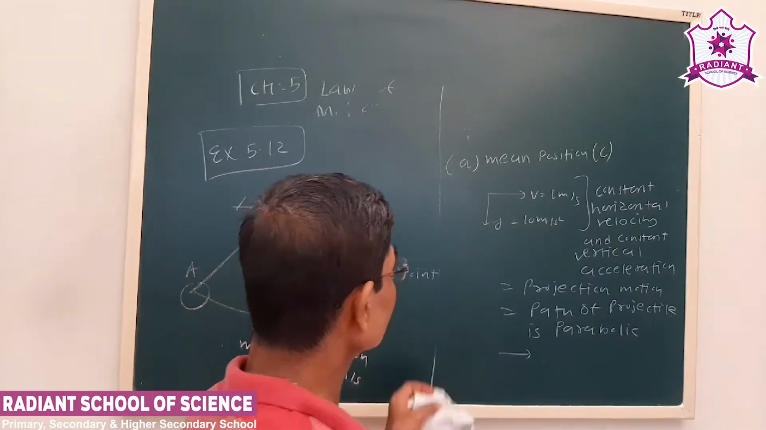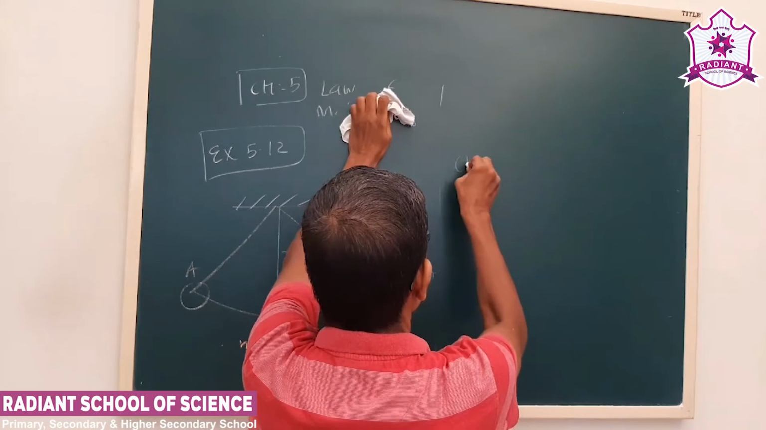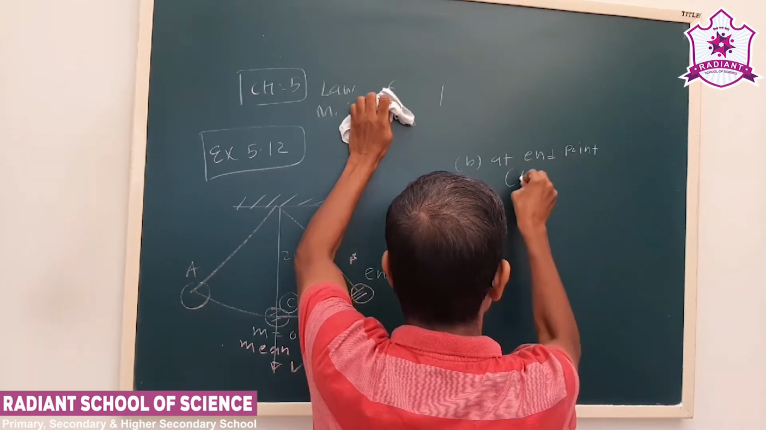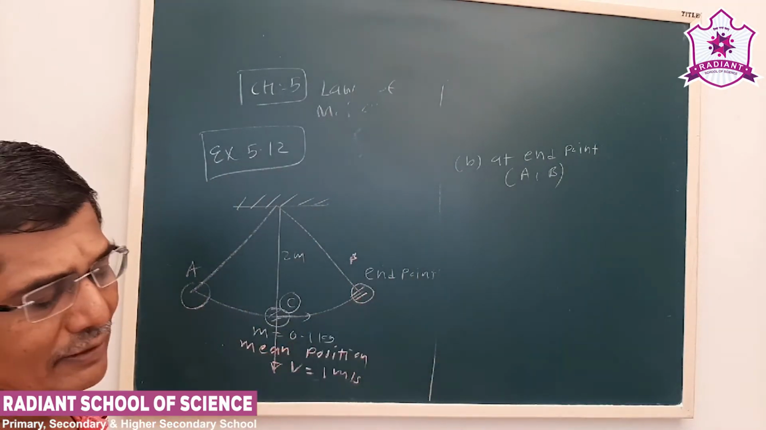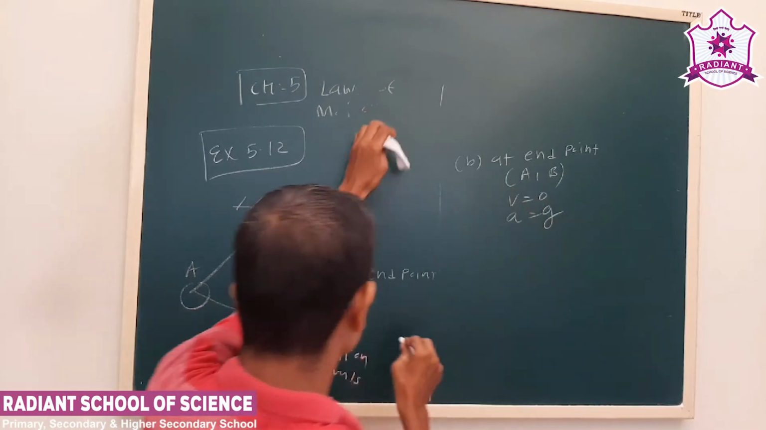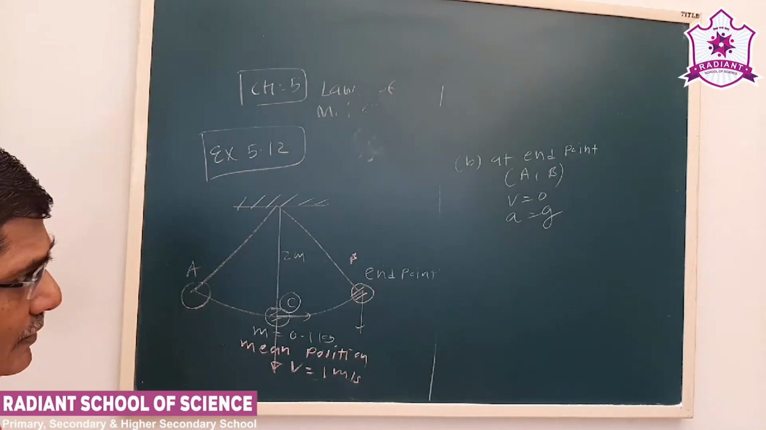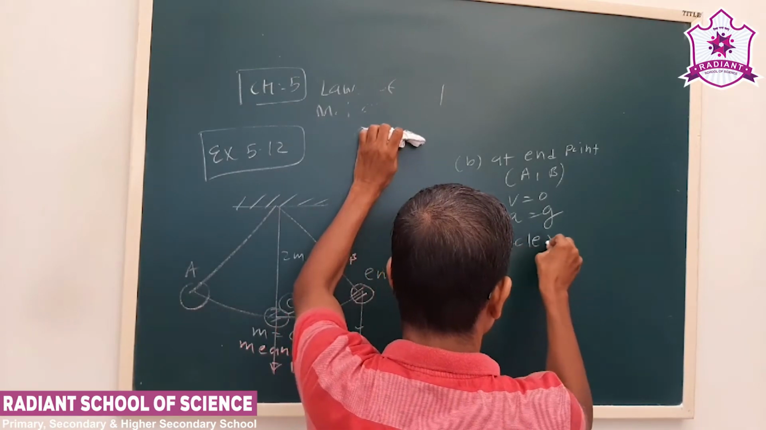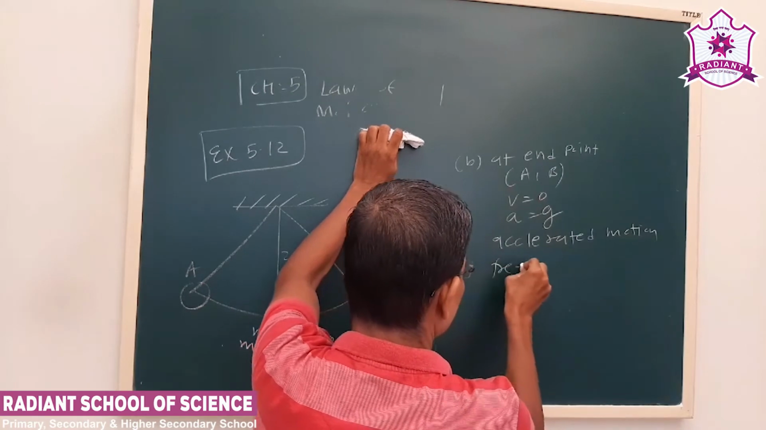Now see the second part. When it is at the end point, either at A or B, its velocity is 0 and a is equal to g. The gravitational acceleration will always be there in the downward direction, so it will have accelerated motion. That is free fall, we can say.